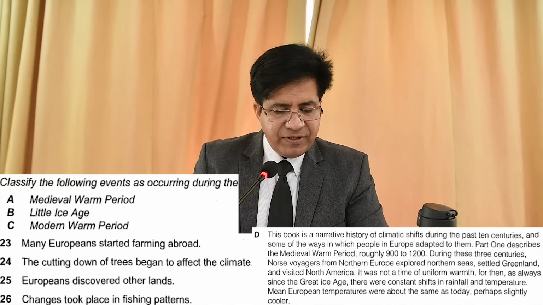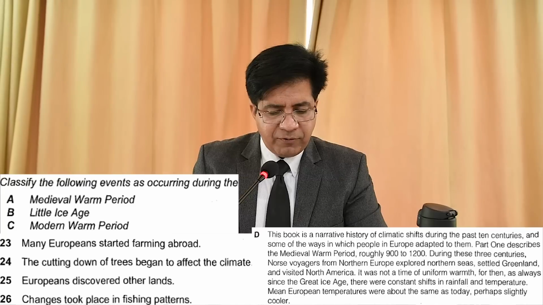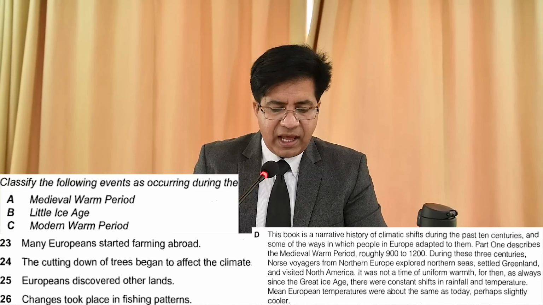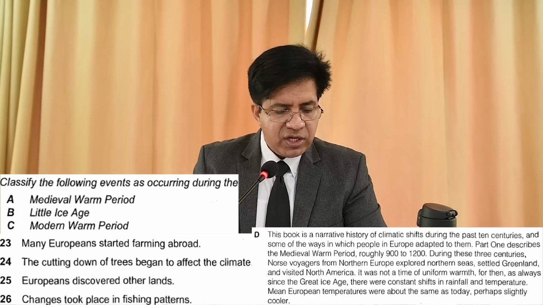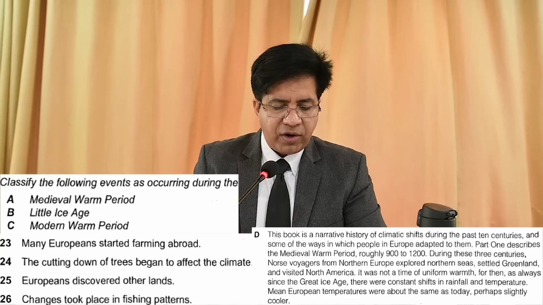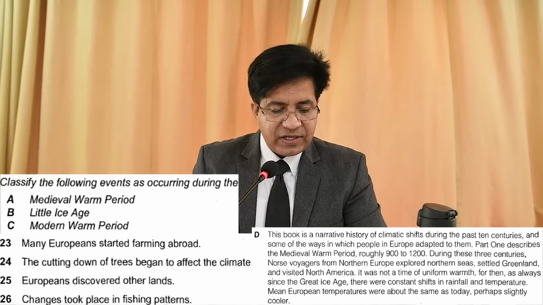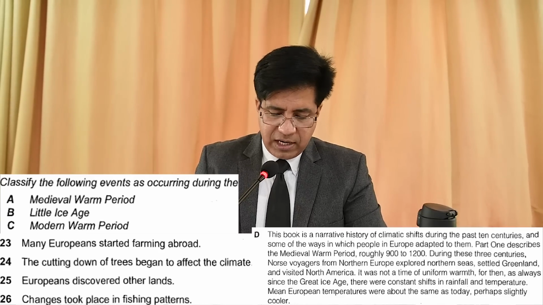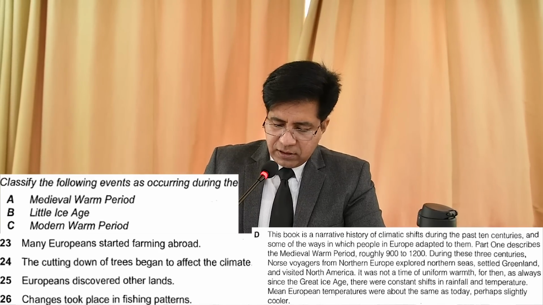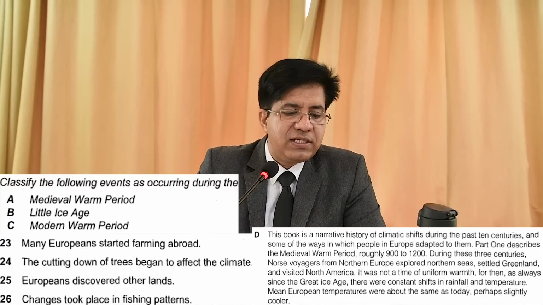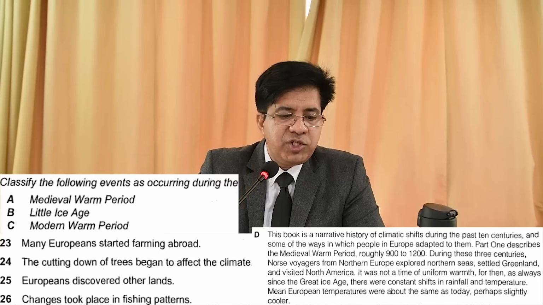So paragraph D from second line at the end. Part 1 describes medieval warm period, roughly 900 to 1200. During these 3 centuries, Norse voyagers from northern Europe explored northern seas, settled Greenland, and visited North America. Now please come back and see 23, 24, 25, 26. Does it match with any question?